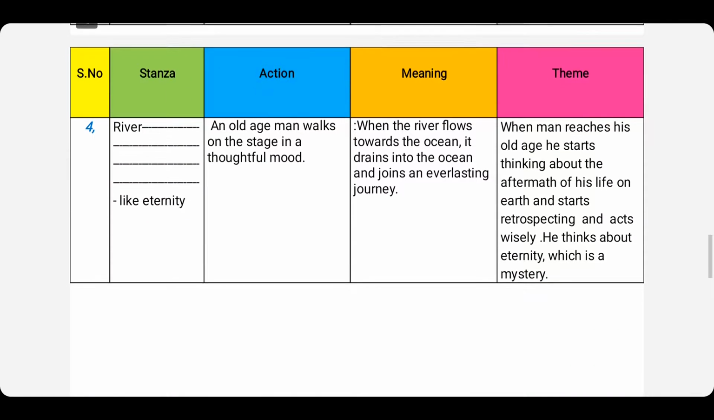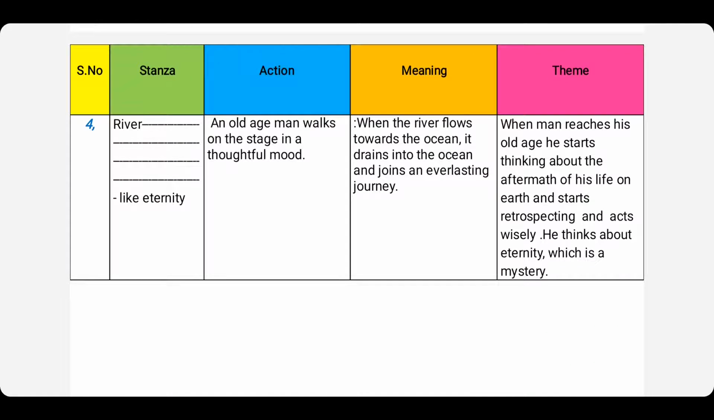On to the last stanza. River, river, headlong river, down you dash into the sea. Sea that line hath never sounded, sea that sail hath never rounded, like eternity. Here we see a river going into the sea or the ocean, right? So what's the action that we are going to show here? An old age man walks on the stage in a thoughtful mood.